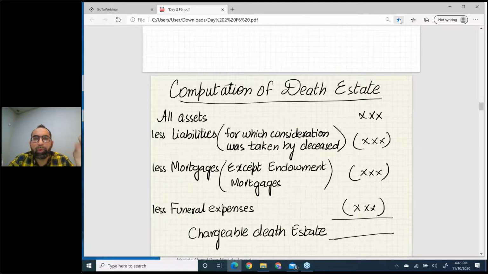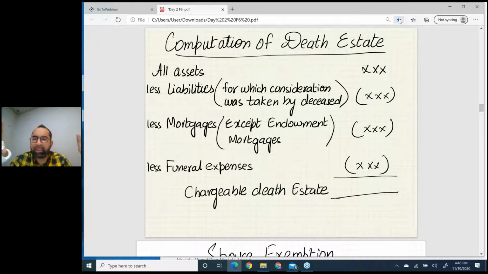Now, one cash marks. I must say these are ready marks. Computation of death estate. It came many times. I've seen this many times. What is death estate? Let us say a person just died. Whatever wealth he has at the time of death, this is what death estate is.